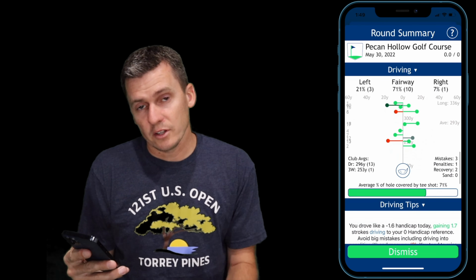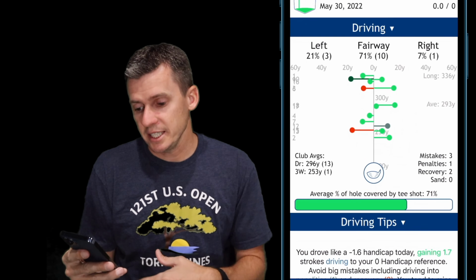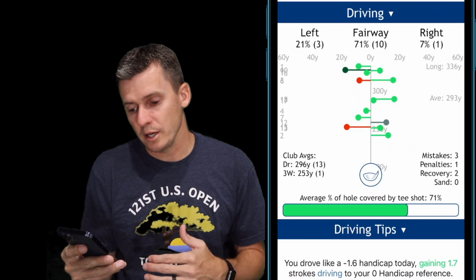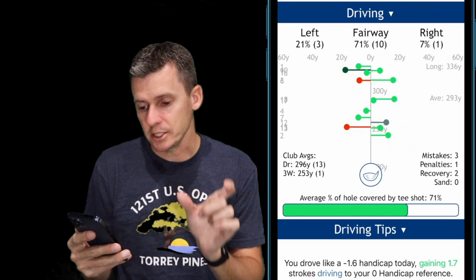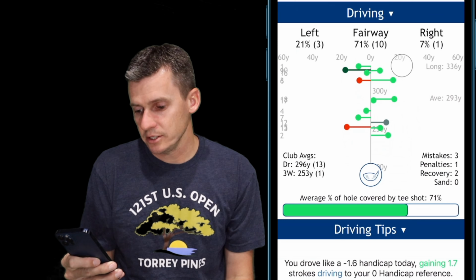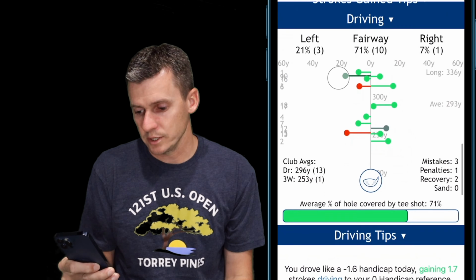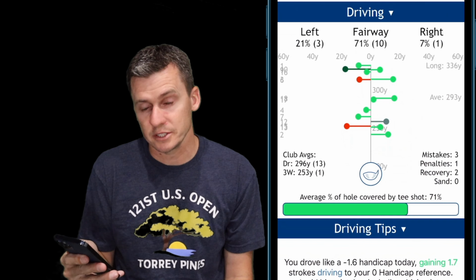Let's start with driving. If I look at the driving plot specifically, it shows me a tree map. Now this is showing vertically, it increases in distance, and then horizontally, it's showing my dispersion. So at a quick glance, you can see that really I kept almost all of my drives within plus or minus 20 yards of the center of the fairway.